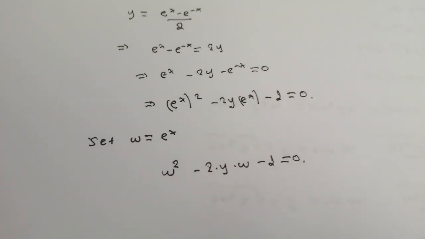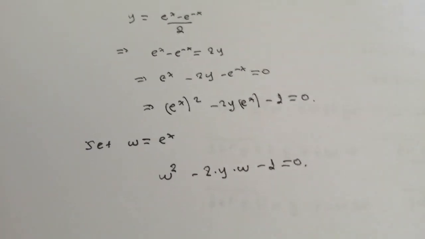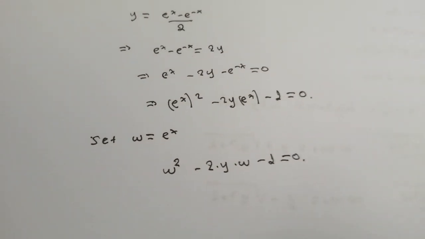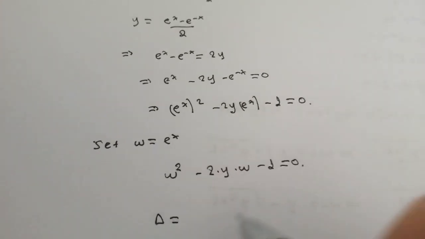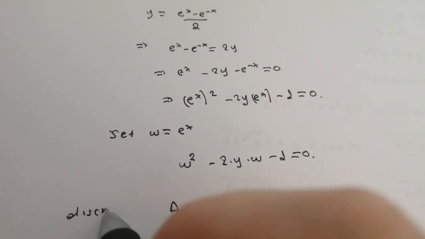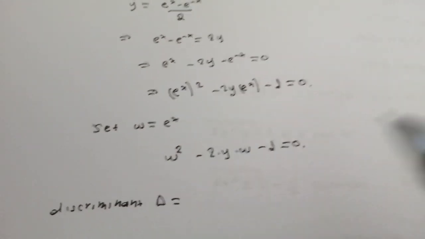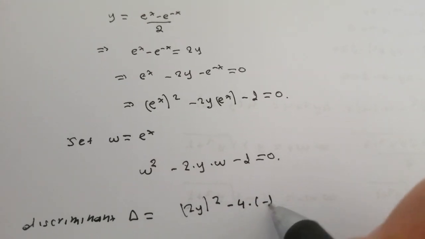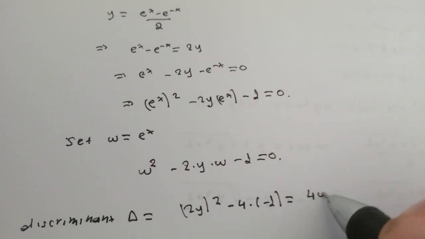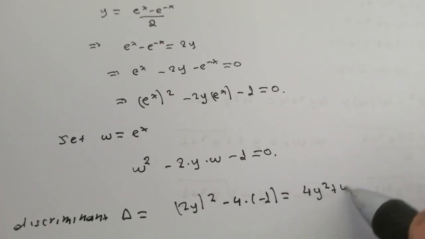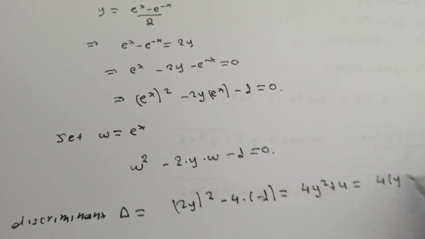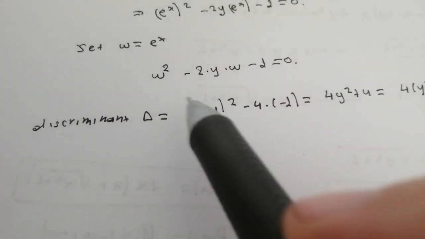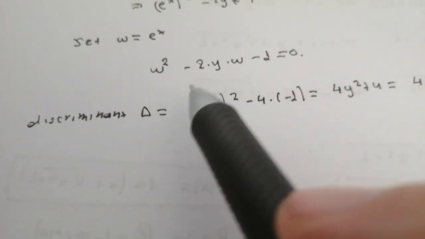Of course, this is a quadratic polynomial, and the discriminant is 2y squared minus 4 times minus 1. So it's 4y squared plus 4. We take common factor 4. So it's 4 times y squared plus 1. So this is a polynomial of degree 2 and the variable is omega.